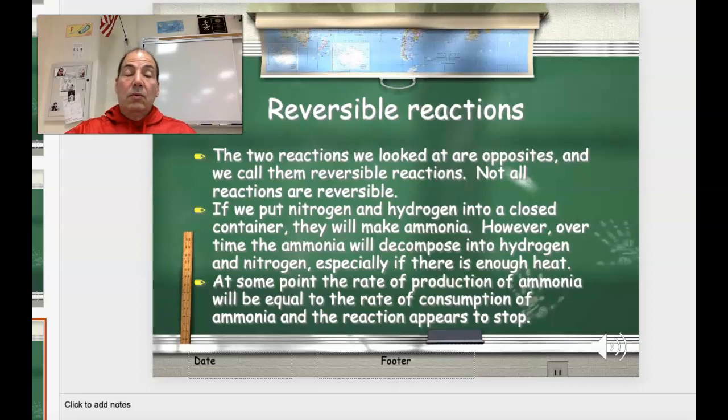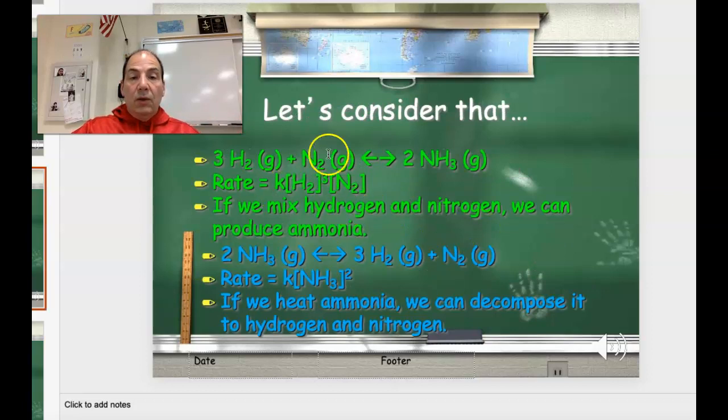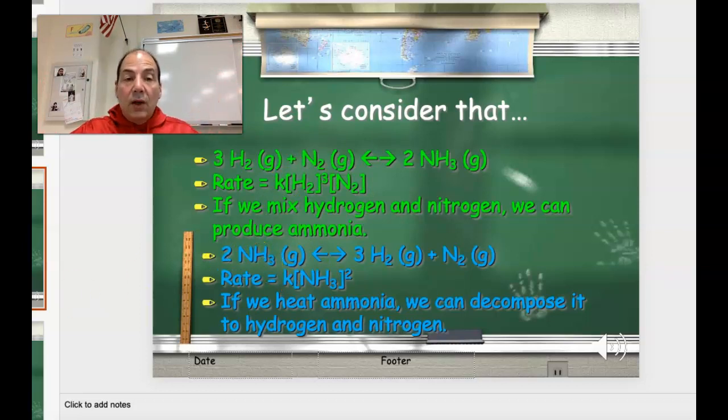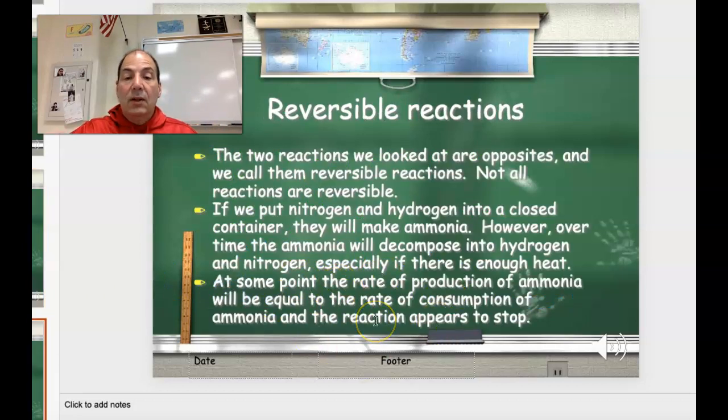If this was our initial reaction, we're starting with hydrogen and nitrogen, we're not starting with ammonia. So this rate starts at 0, this rate starts high. But this rate is going to decrease over time, and this one's going to increase over time. And so at some point, it seems reasonable that those rates would be equal. That's what we're talking about here. At some point, the rate of production of ammonia will be equal to the rate of consumption of ammonia. The rate at which I make it equals the rate at which I break it. And that means that effectively the reaction has stopped.